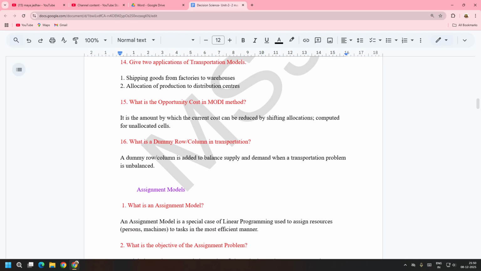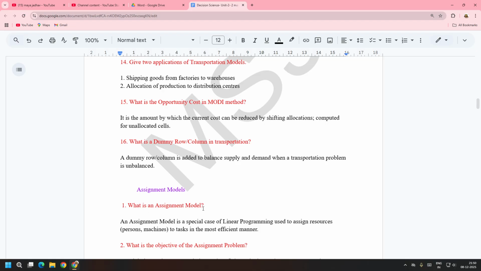What is dummy row or column in transportation? A dummy row or column is added to balance supply and demand when the transportation problem is unbalanced. Now we will move towards the next unit, that is about the assignment problems or assignment models.